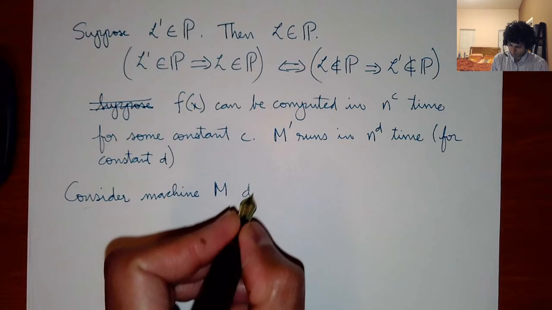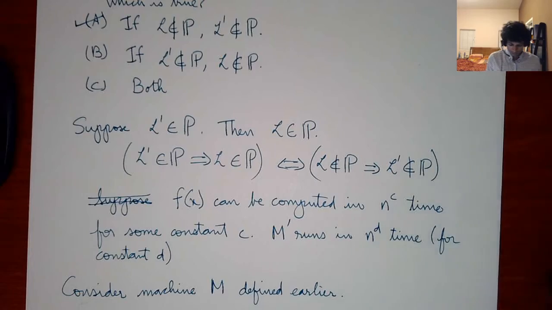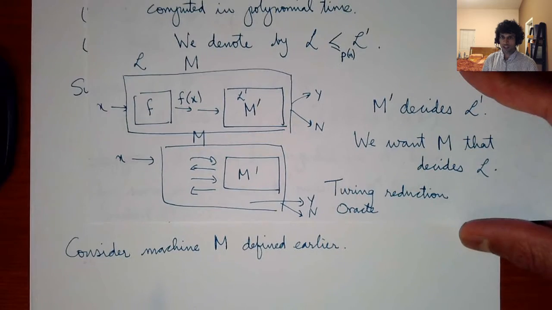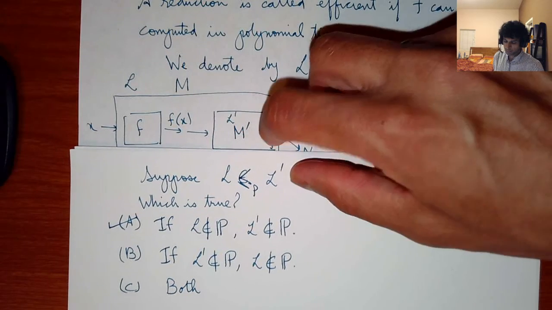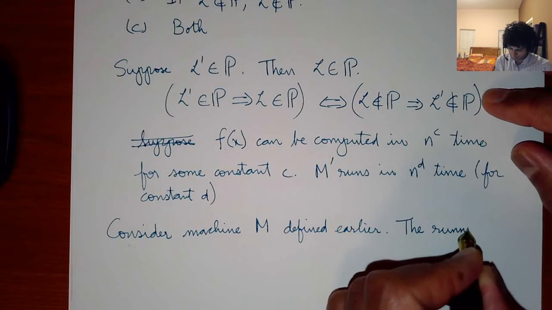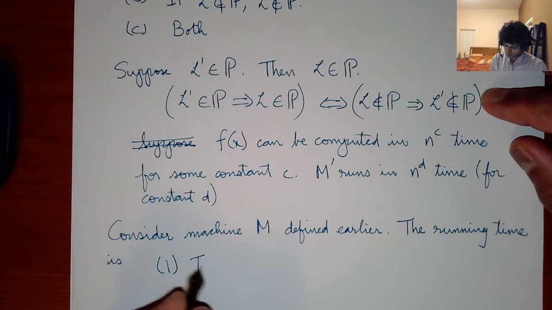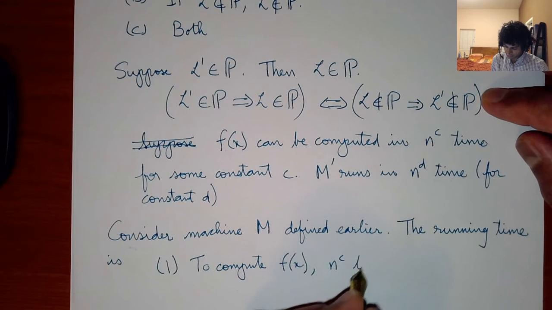Now consider the machine M defined earlier. So that is this machine M, this entire machine here. This machine over here, which runs f and then runs M prime. The running time is, so to compute f of x, it's n to the c time.